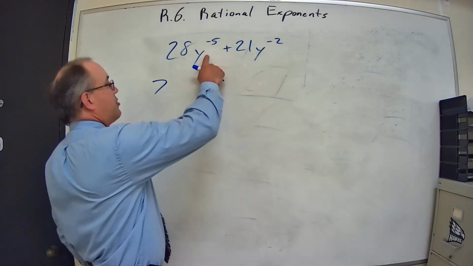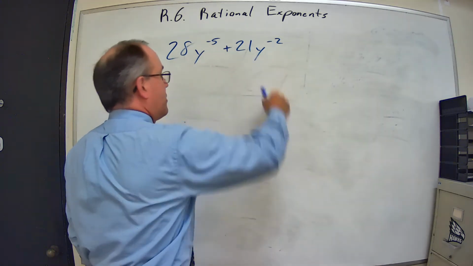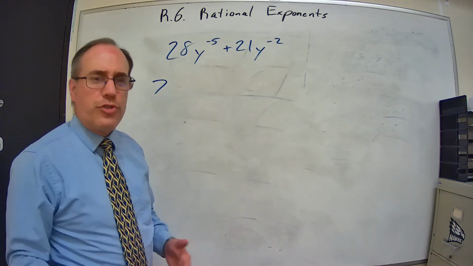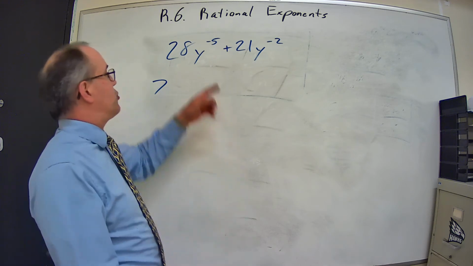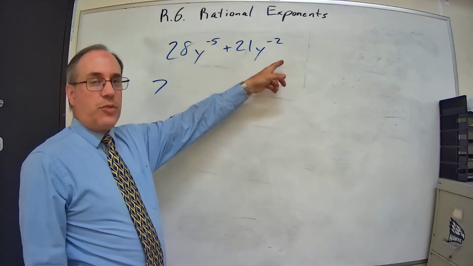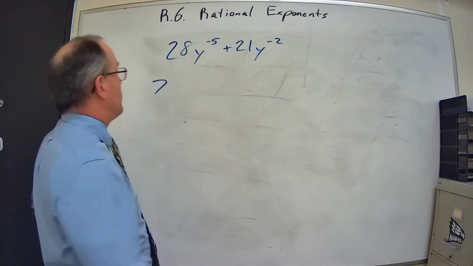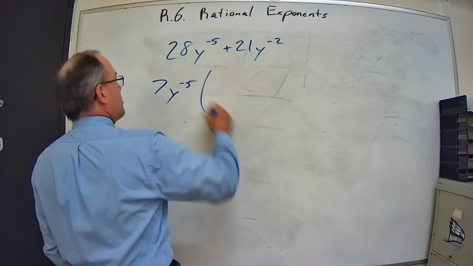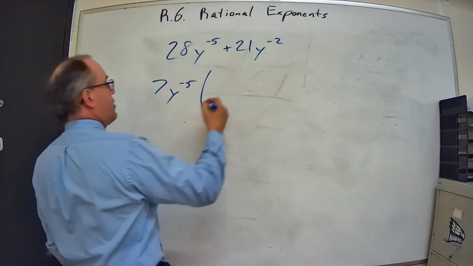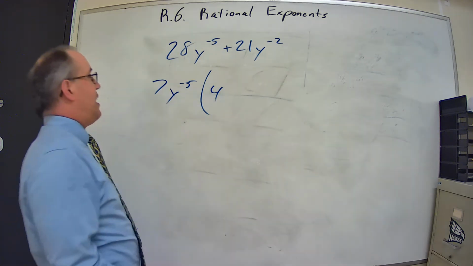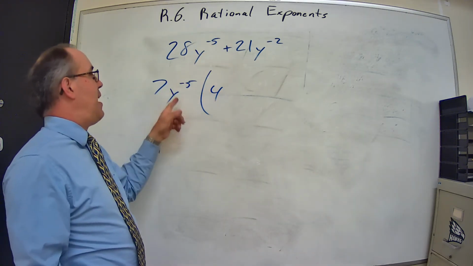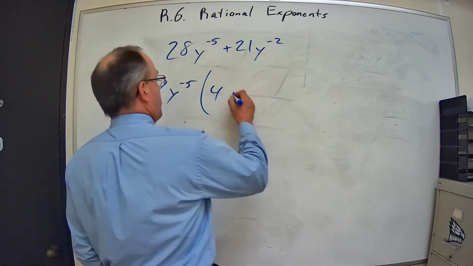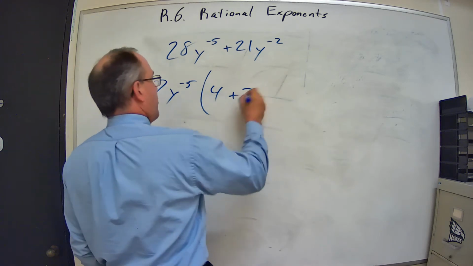So this one gets to y to the 0, this one gets to y to the positive 3. So look for your most negative exponent, probably the easiest way to look at it. Look for your most negative exponent, and that's what you want to take out. So I have y to the negative 5 as my most negative exponent, which is going to leave me with 28 divided by 7 is 4. And that leaves me with, if I take y to the negative 5 and divide it by y to the negative 5, I get 1, right? And then I get plus 21 divided by 7 is 3.